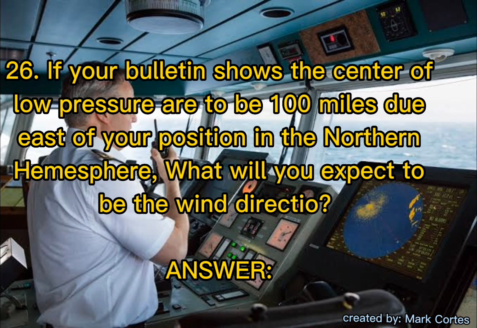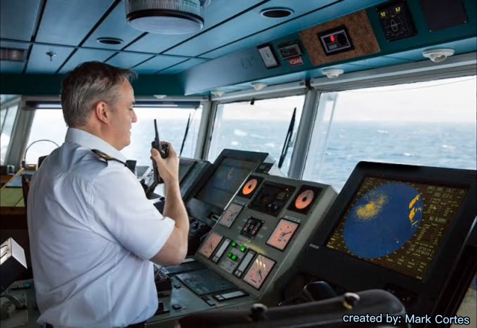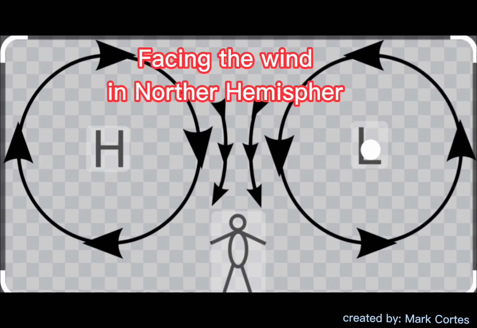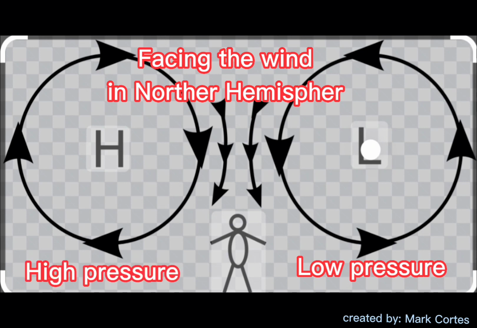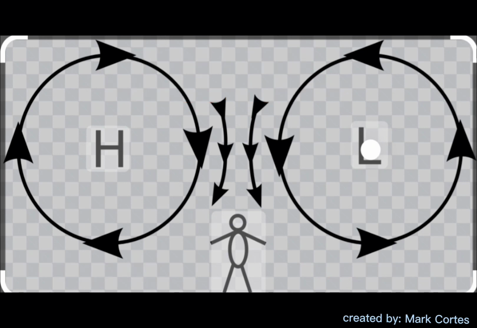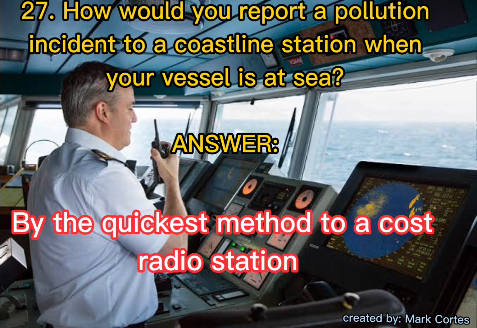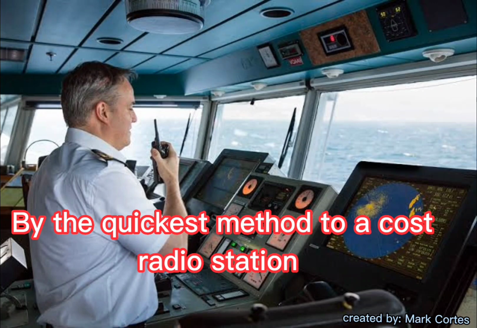26. If your bulletin shows the center of low pressure to be 100 miles due east of your position in the northern hemisphere, what will you expect to be the wind direction? Answer. North to northwest. Facing the wind in the northern hemisphere, low pressure is to the right, high pressure to the left. 27. How would you report a pollution incident to a coastline station when your vessel is at sea? Answer. By the quickest method to a coast radio station.